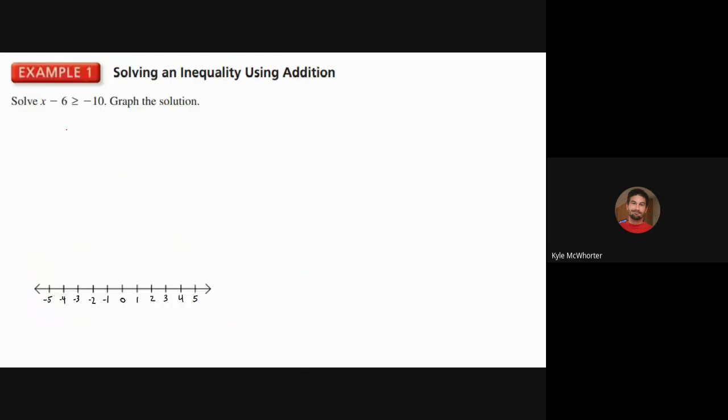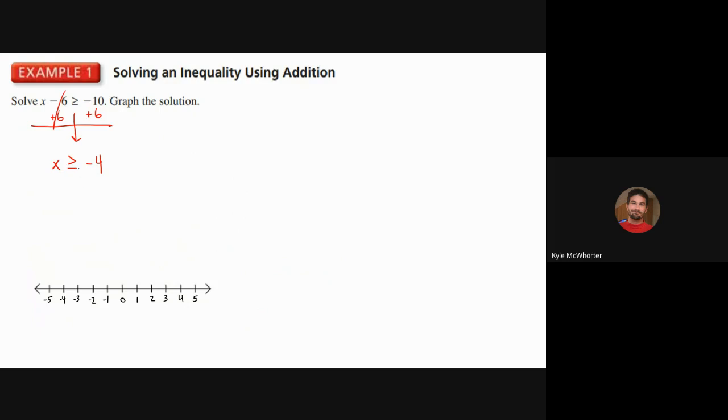Well, here we have an inequality where x is not by itself. We've got x minus 6 greater than or equal to -10. So to get the x by itself, we would need to do the inverse of subtracting 6. So we're going to add 6 to the left side of the inequality. We're going to add 6 to the right side of the inequality. And we get x is greater than or equal to -10 plus 6, which is -4.